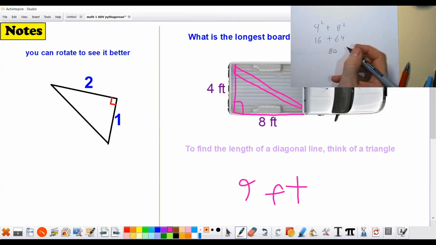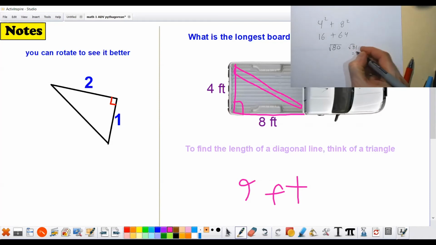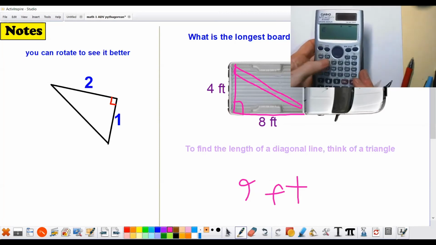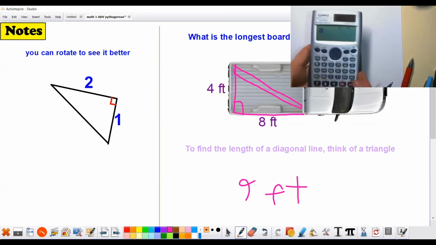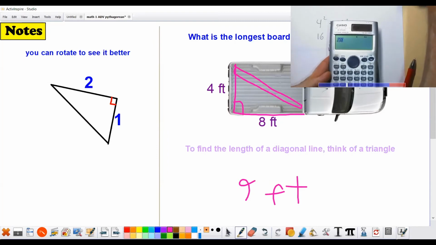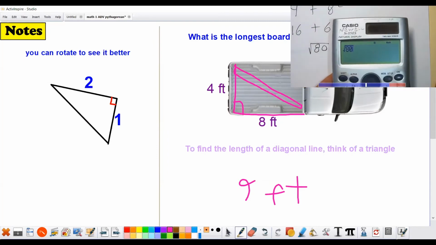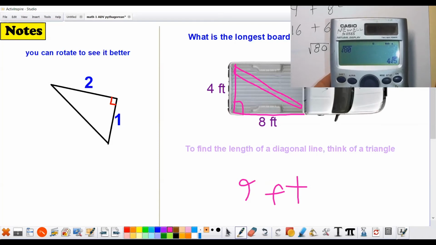80. And now, wait, I got to take the square root of 80. Well, I know the square root of 81 is 9. Oh, it's just a little too small, isn't it? So I'm going to go square root of 80, and watch, my calculator's going to do something funny that we're going to talk about more tomorrow. And I hit equals, and it says 4 times the square root of 5? What? It's okay. I'm going to talk about that tomorrow.